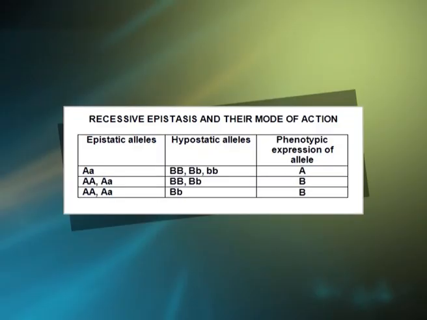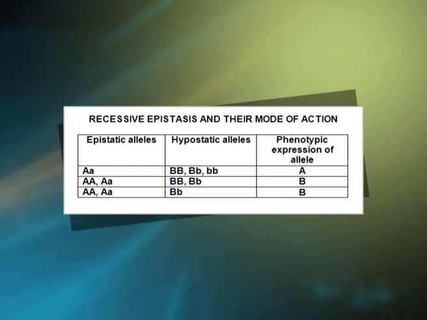In this particular table, you can see the recessive epistasis and their mode of action. In the first column, the epistatic alleles are provided. In the second column, hypostatic alleles are given, and in the third column, it is the phenotypic expression of allele.